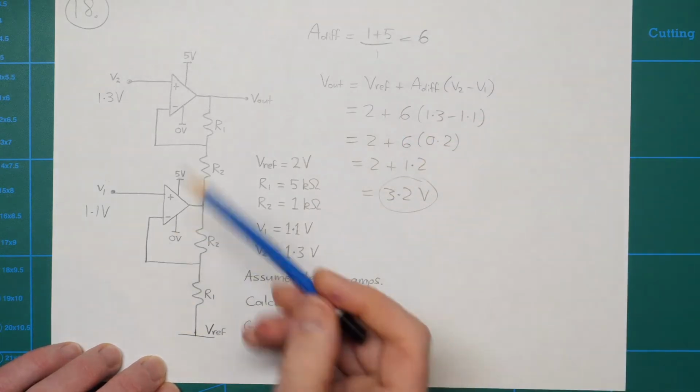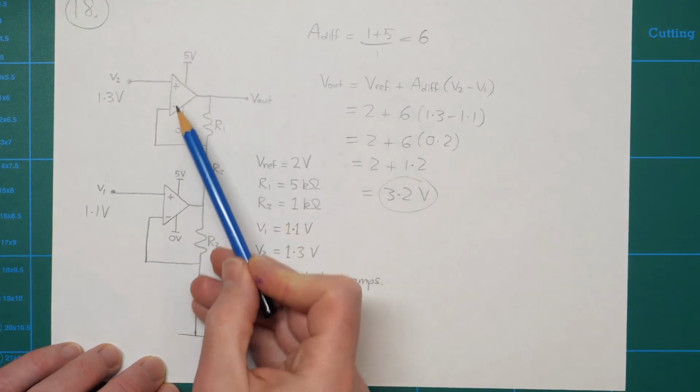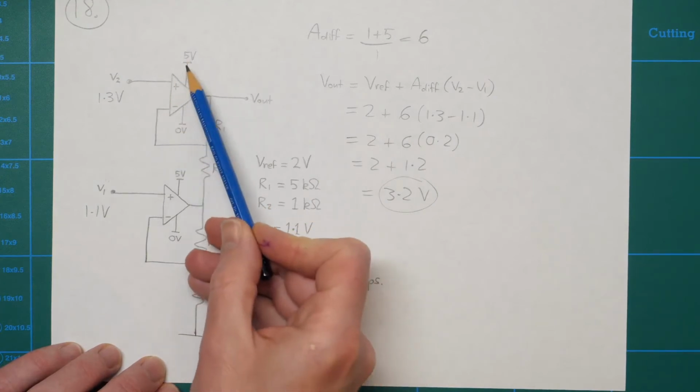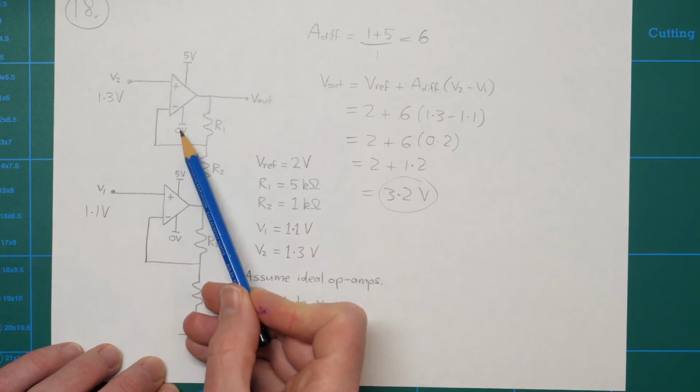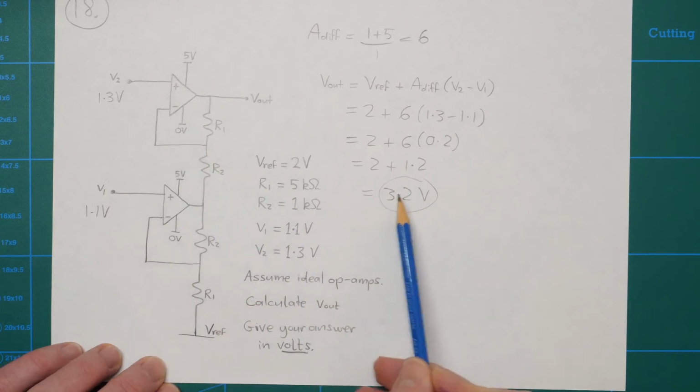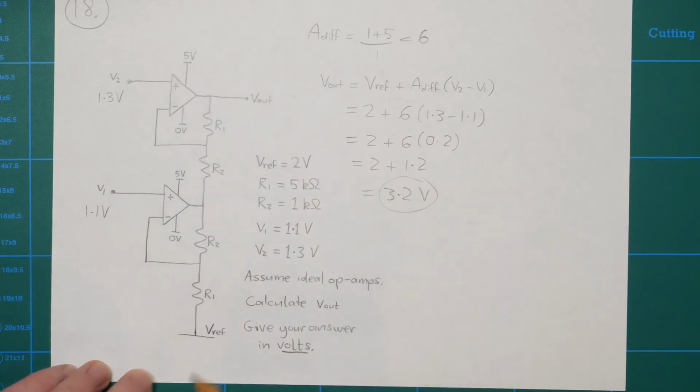And that's fine, that's well within our voltage supply range here. So in this case, the op amps are powered from a single supply, 5 volts and 0 volts. So 3.2 is comfortably within that. So that's going to be our output voltage.